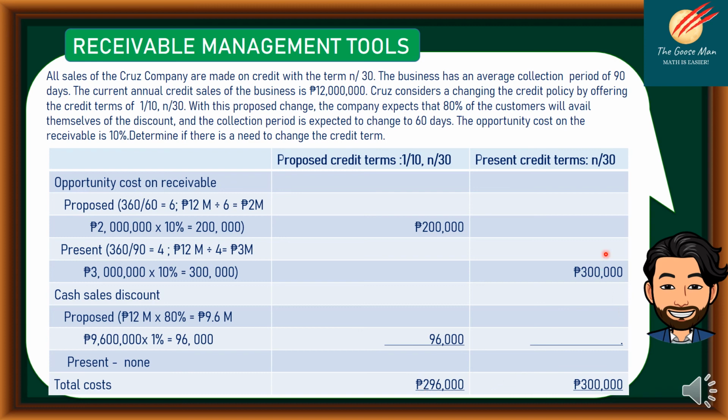On the other hand, the total of the present credit terms is equal to 300,000 only. Since the cost of 296,000 under the proposed credit term is lower than the cost under the present credit term of 300,000, Cruz may change his credit terms. So that ends our discussion on receivable management tools.